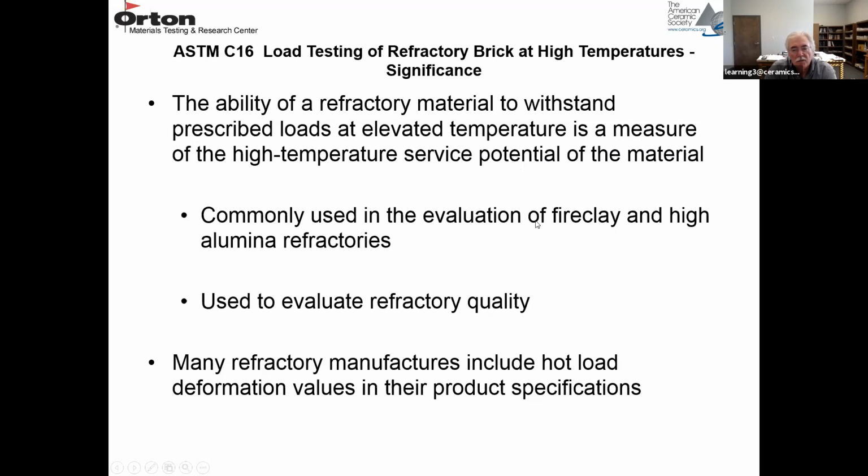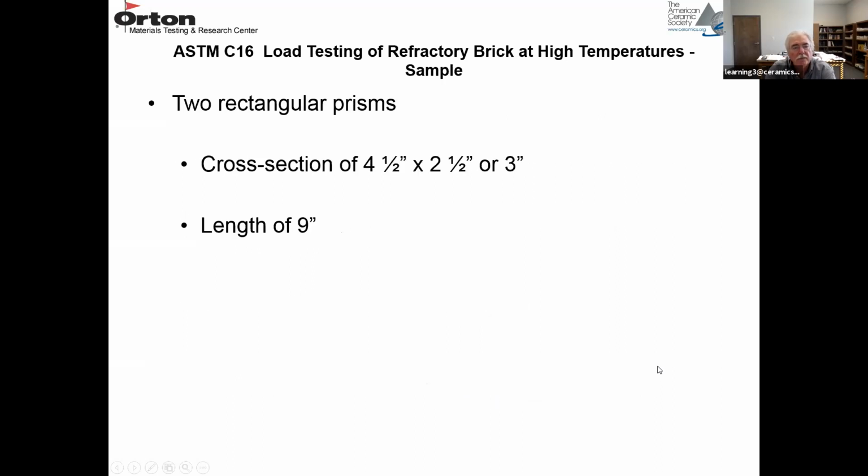It's commonly used to evaluate fire clay and high alumina refractories. It's used to evaluate refractory quality. If you have a poor quality material with, say, a great deal of impurities, it will not have a good hot load strength. Many refractory manufacturers include the C16 test in their data sheets. It's an easy test to run, and it's included in a lot of data sheets.